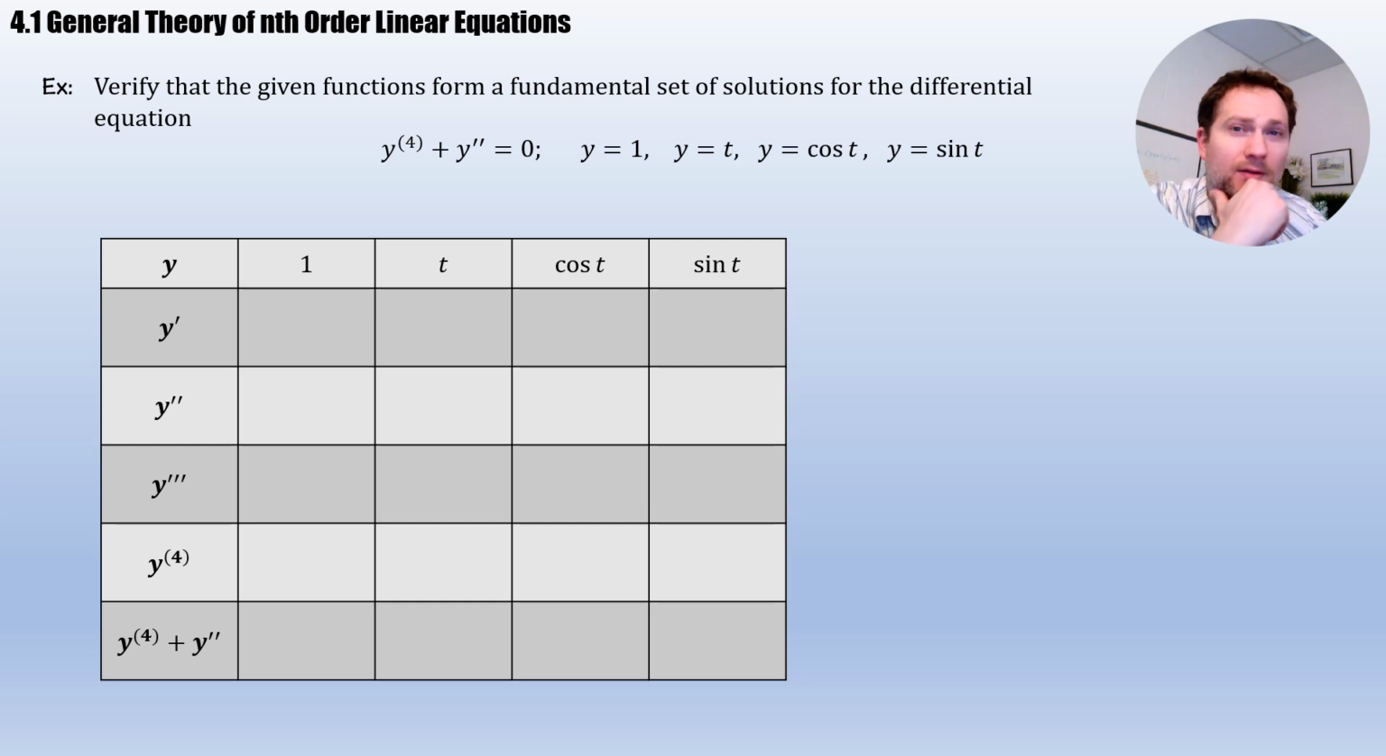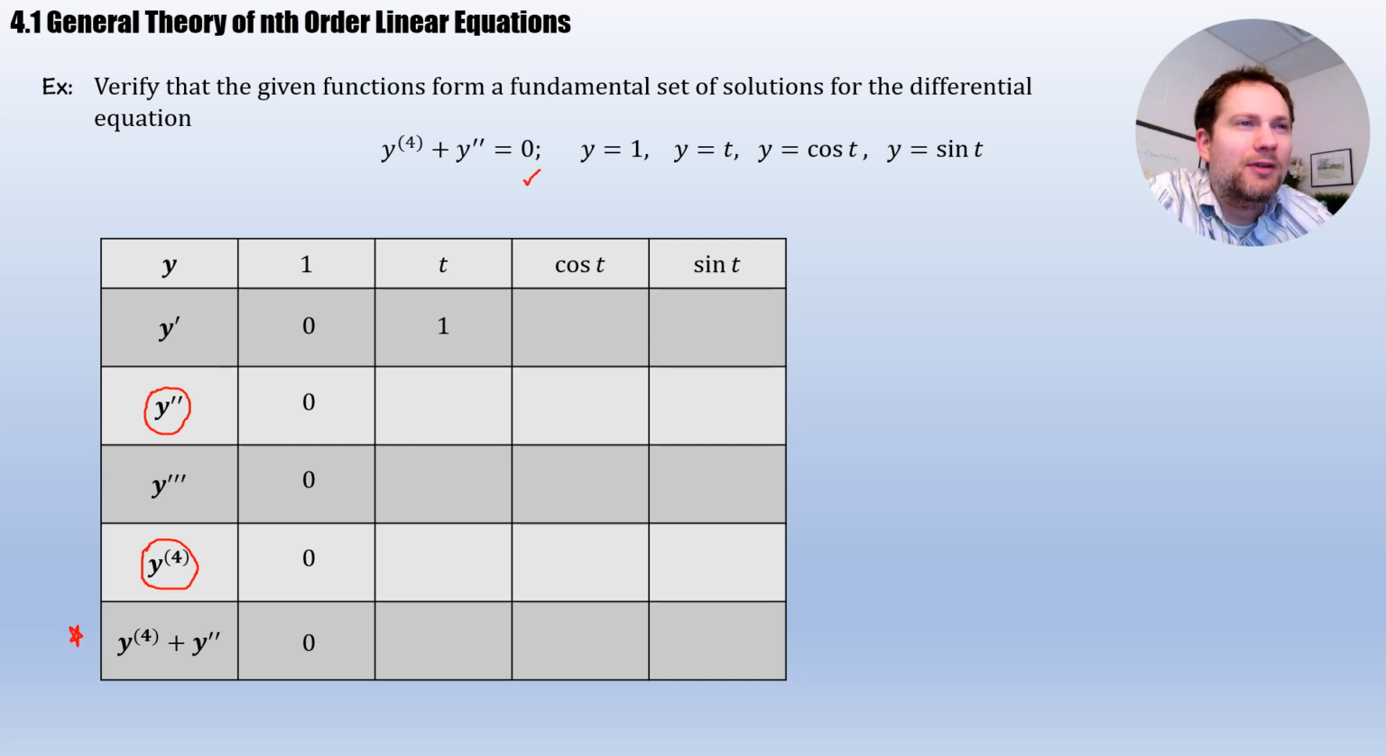Okay, and when you're ready, let's take a look. So in the first column, I've got the derivatives of 1, which are, of course, 0, 0, 0, 0, the first, second, third, and fourth derivative. Now I'm just going to double check: the differential equation demands that the fourth derivative plus the second derivative ends up being 0. Is that going to be true? And yeah, here we do get 0 when we add those 2 things together, of course.